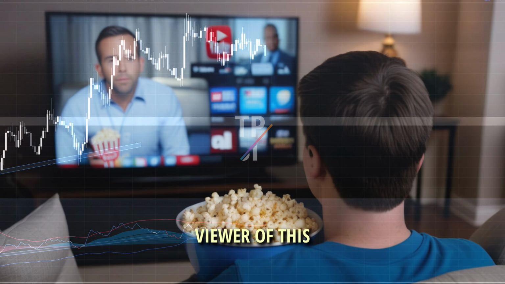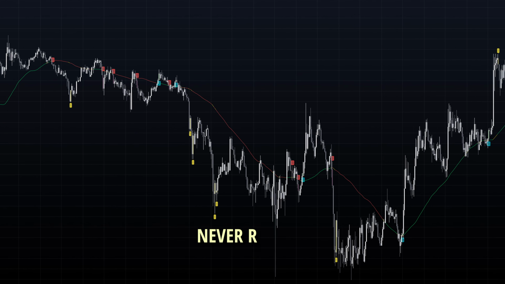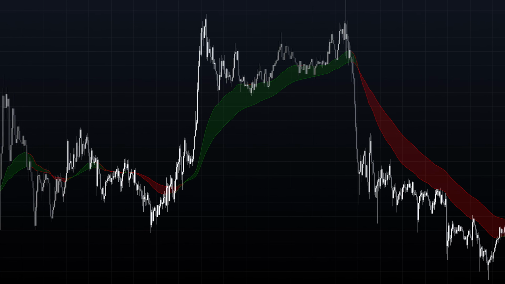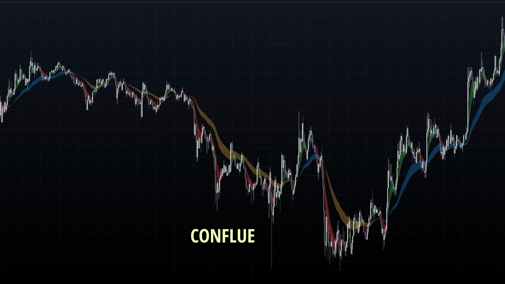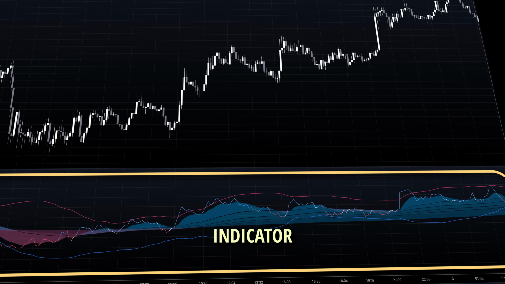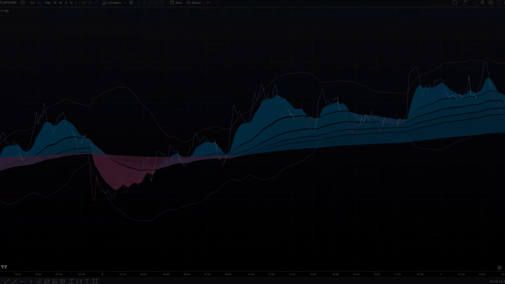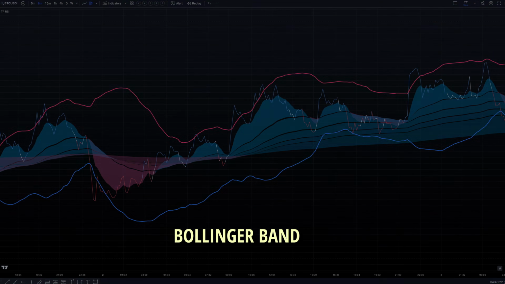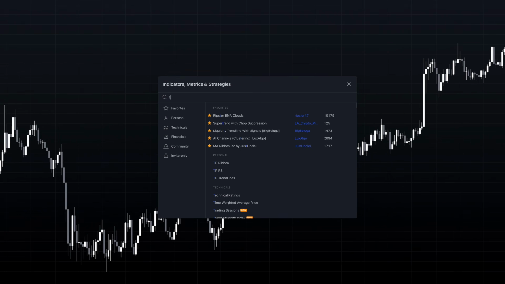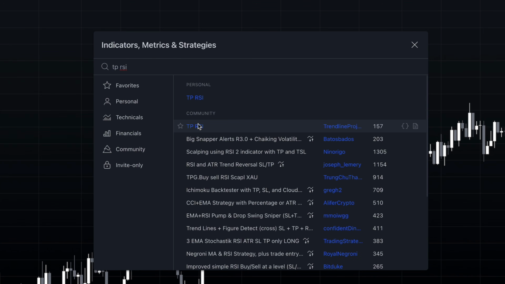If you've been a viewer of this channel for a while, you know that I never rely on just a single moving average in my strategies. Instead, I prefer using a ribbon while adding extra confluences to strengthen the setup. Our 3-in-1 TP RSI indicator is designed with this approach in mind. It combines a trend direction ribbon, Bollinger Bands to measure volatility, and RSI as a momentum indicator, all in one tool. Let's add it to our chart.